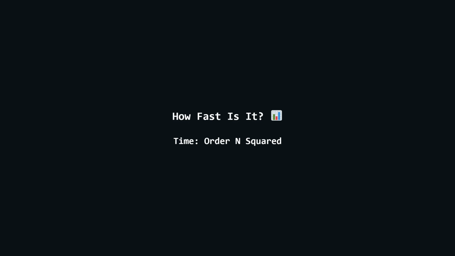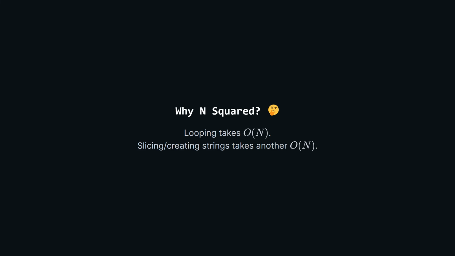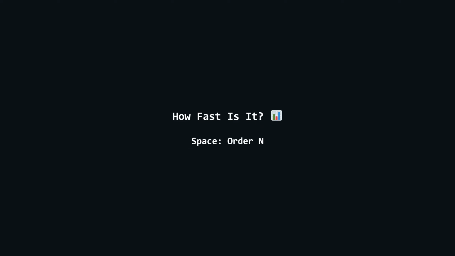So what is the time complexity here? It is actually order n squared, where n is the length of our string. The reason it's n squared is that our loop runs n times, and inside that loop, creating those new string slices actually forces the computer to copy every letter over, which takes another n steps. The space complexity is order n, because creating those new sliced string copies requires some extra temporary memory.